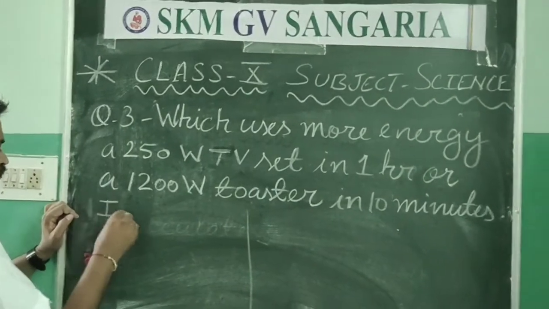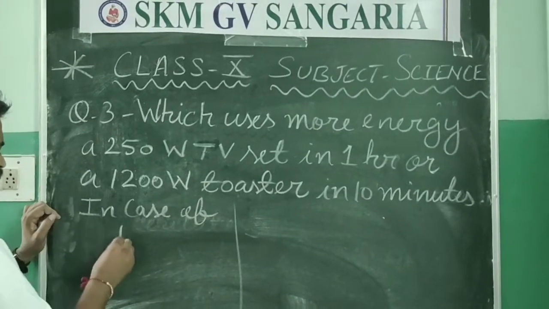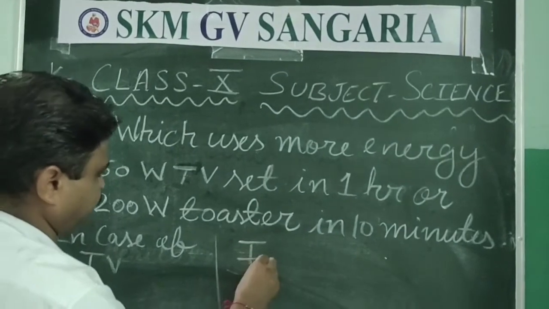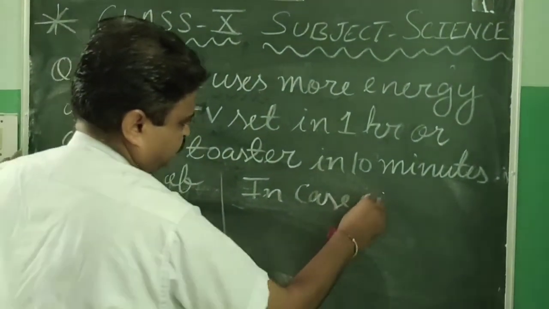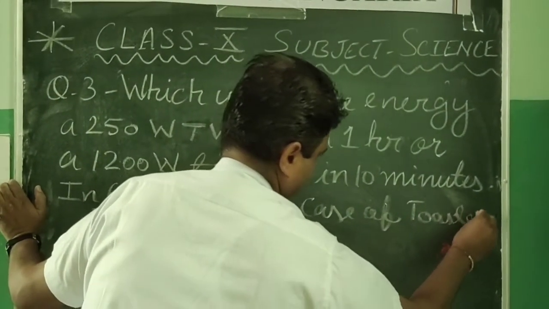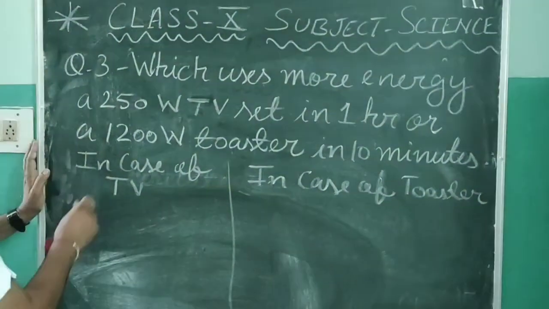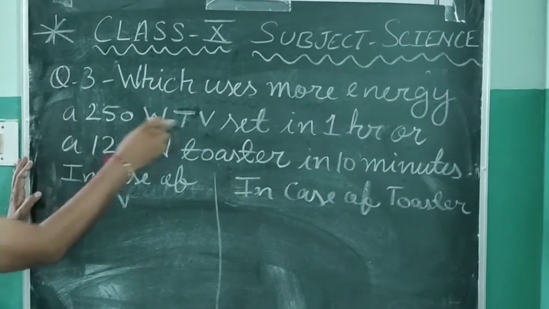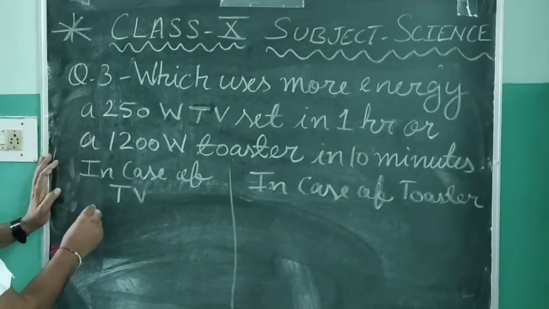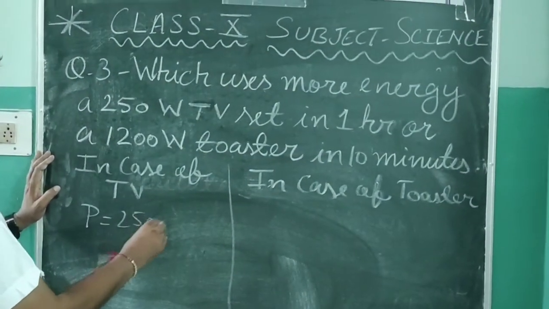In case 1, TV is given. In case of toaster. Now you find the quantities that are given. In case of TV, power is given in this. What is the power given? It is 250 watt.